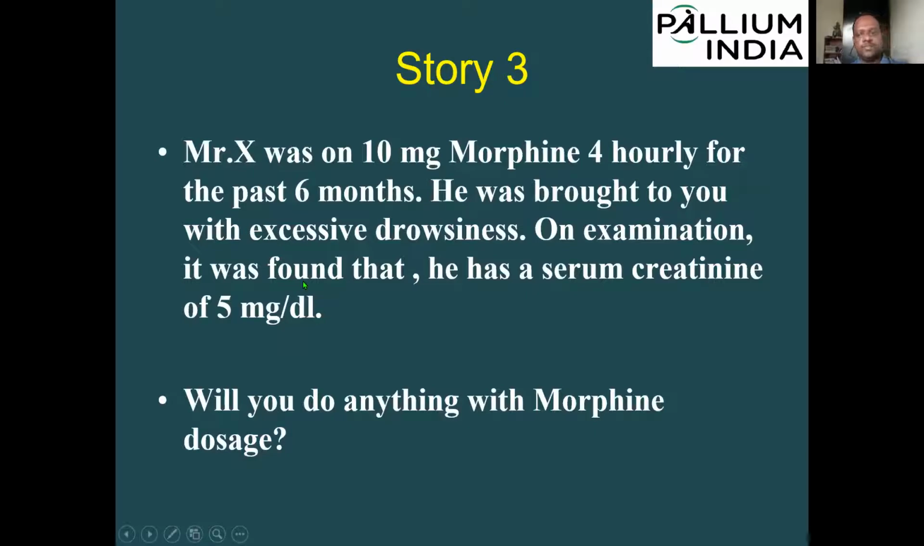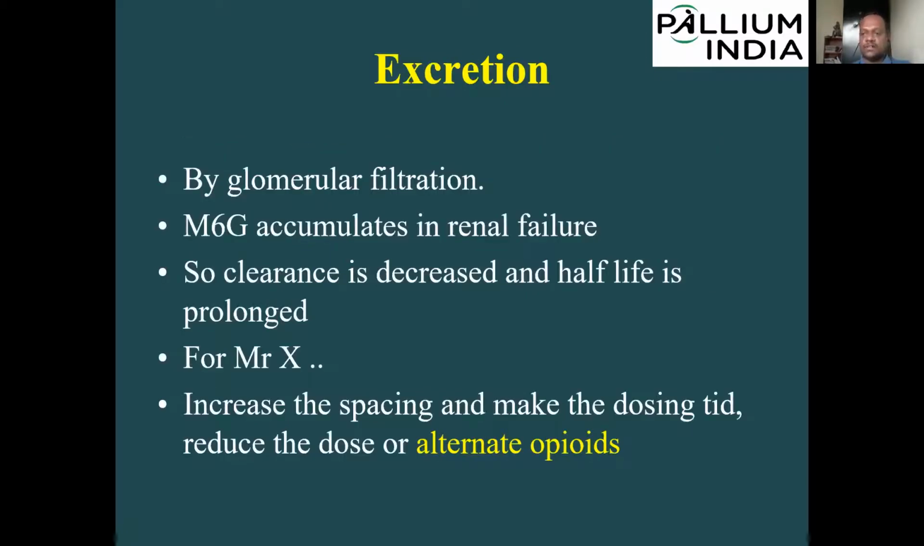Okay, thank you. So what you have to understand is, we talked about metabolism. The metabolites are liberated in the systemic circulation, but they are excreted from the body through glomerular filtration by the kidney. So what happens in renal failure, the clearance is decreased and the half-life is prolonged. So that M6G is going to accumulate in the system. Morphine is not cleared out from the body. It is there in the system. So what happens if there is more M6G and M3G in your system? You will be drowsy. So as you told, we have to reduce the dose of morphine. That's what we can do.